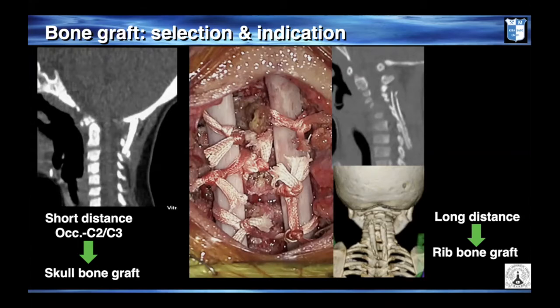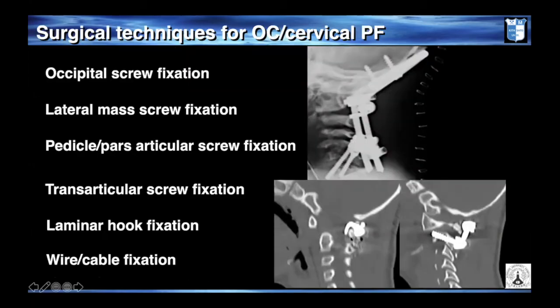And I usually don't use the iliac bone because the iliac bone is easy to be absorbed during the fixation process. The skull bone and the rib bone have a tighter bone segment and usually remain okay, not absorbed so much. And second, the technique for cervical posterior fusion. There are several procedures like this.